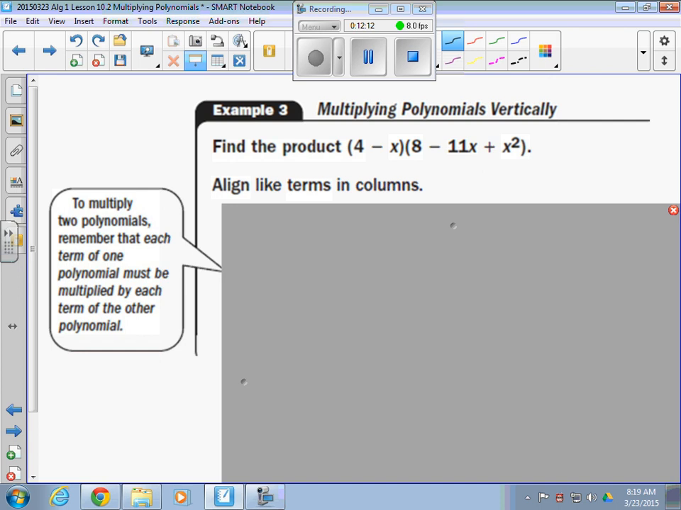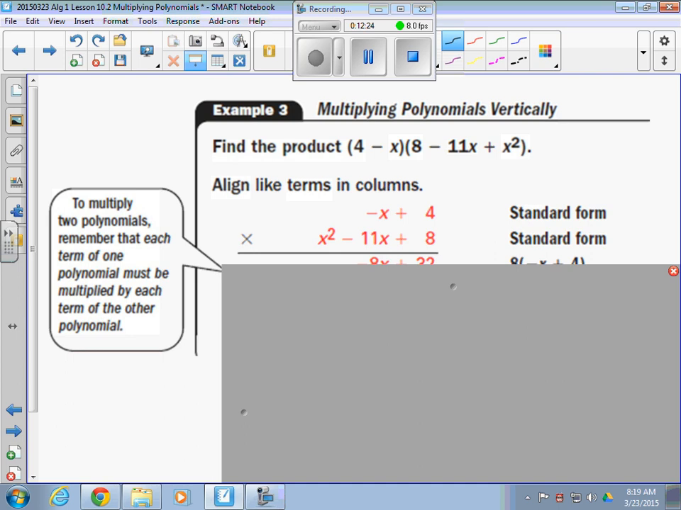To multiply two polynomials, remember that each term of one polynomial must be multiplied by each term of the other polynomial. So align like terms in columns. So notice here we have negative x plus 4. That's the first binomial written in standard form. Then we have times x squared minus 11x plus 8. Again, that's written in standard form.